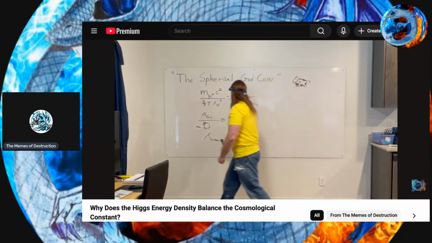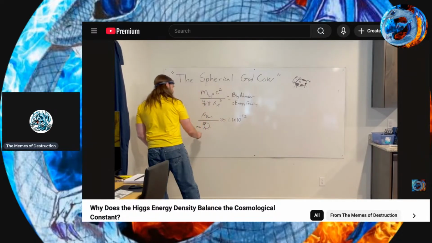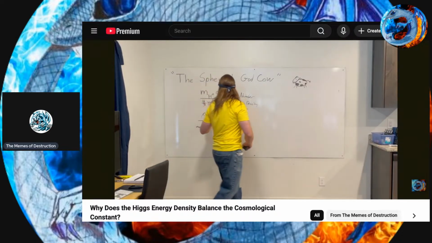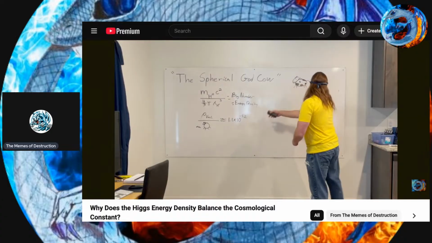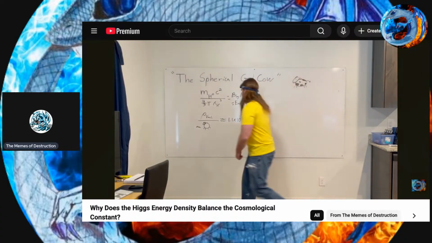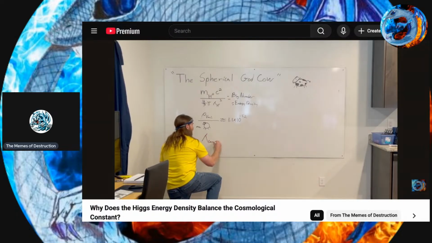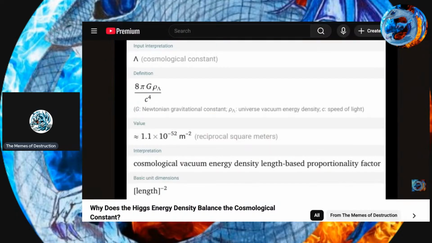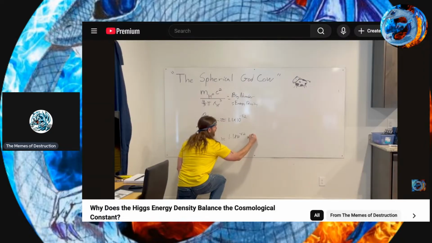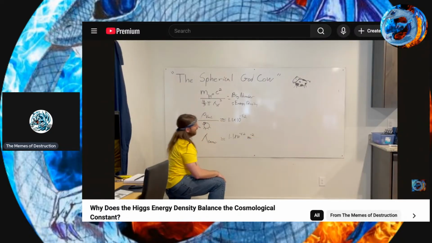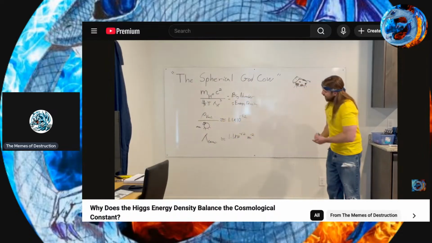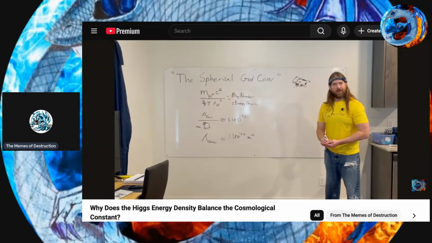Inversing matters. So, no, actually, this was the right way. So, basically, we get this number. This is a dimensionless number. I was doing it right the first time. Cosmo is approximately 1.1 times 10 to the minus 52 reciprocal meters. So inverse meters. So square meters with a 1 over it. Okay. What the heck is going on?